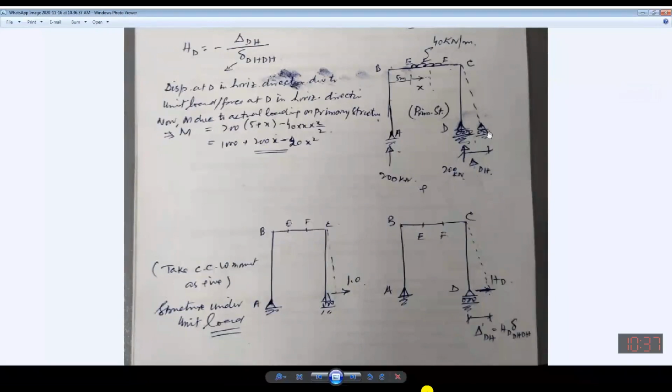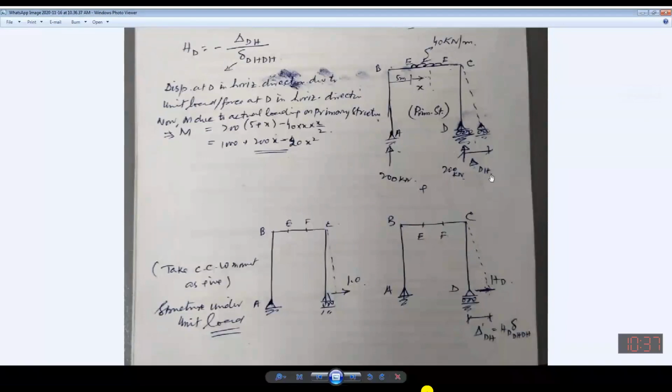Now, under the effect of this 40 kilonewton, there may be some displacement in the horizontal direction, because this is a roller support. I have considered it to be delta DH. It means this is the displacement at point D in the horizontal direction, due to the actual applied load, plus the redundant force I have also applied in the same direction.